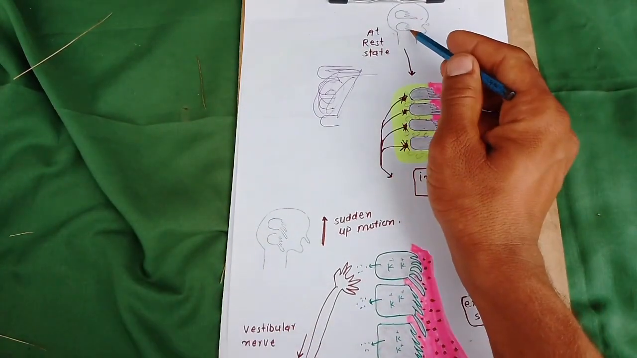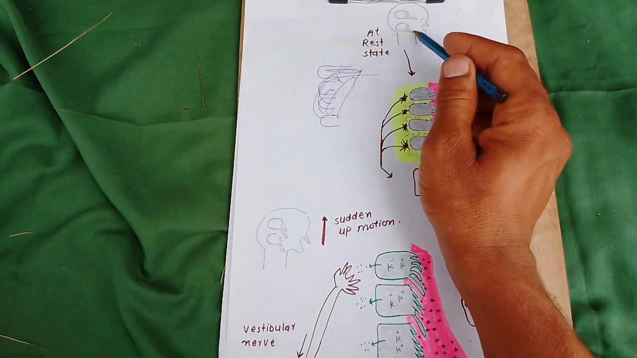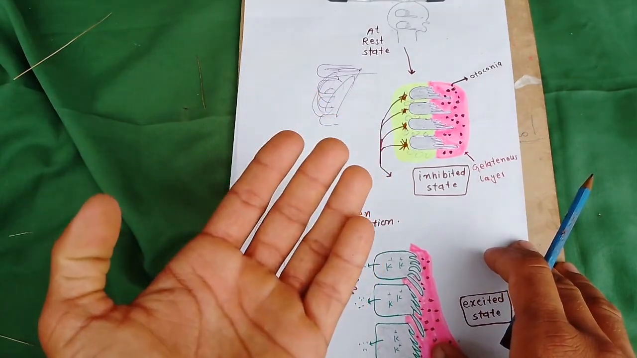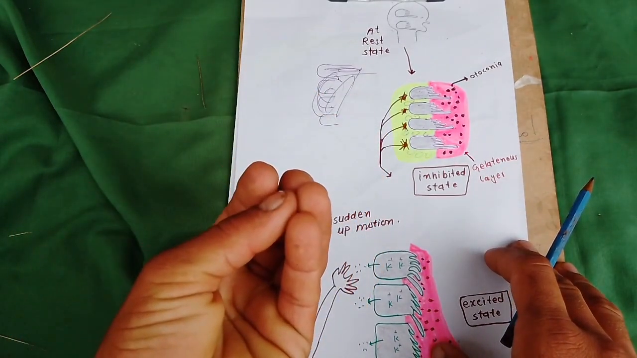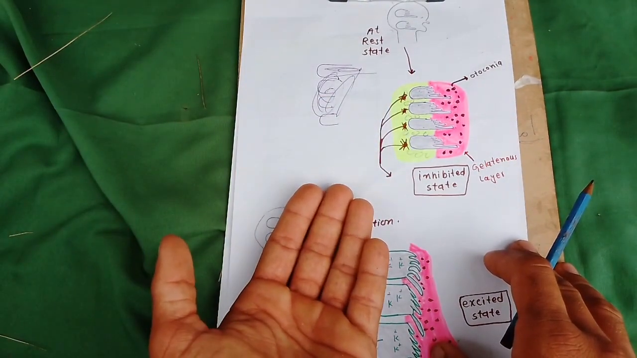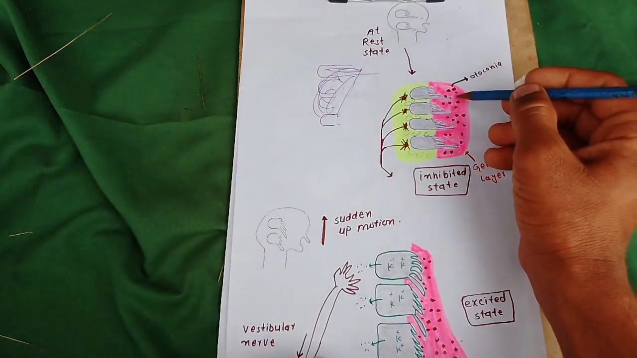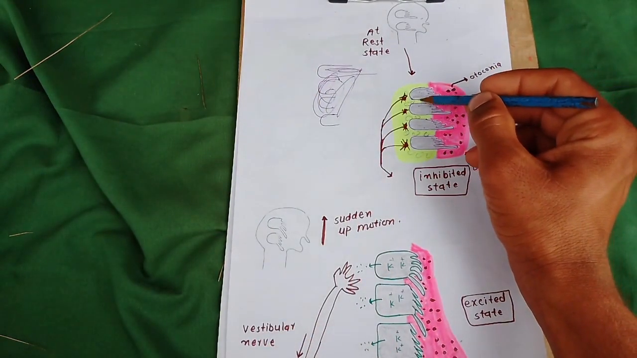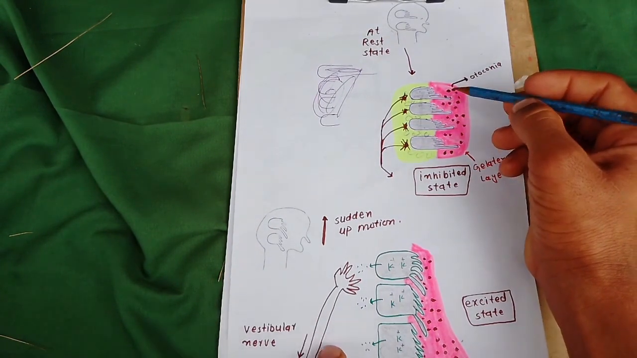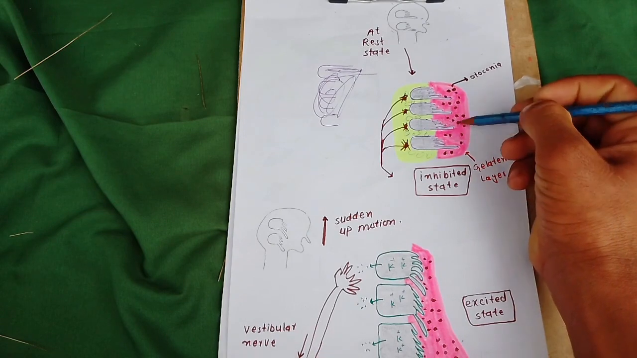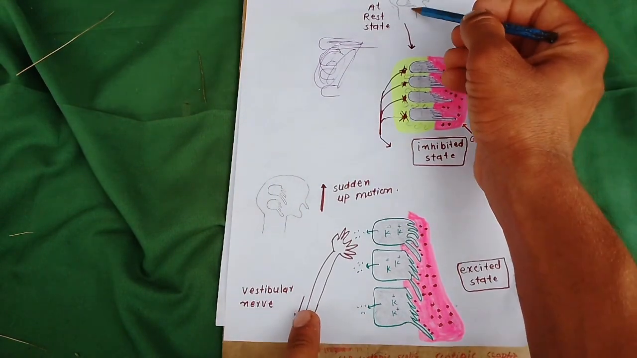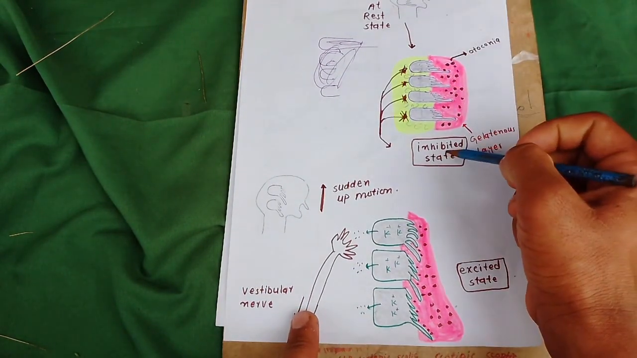This is the man at rest. Suddenly he starts motion upward or downward. Suppose he suddenly starts motion upward. These are the hair cells. These are the otoconia, the gelatinous membrane, a gel-like substance. When the man is at rest, the cilia is in an inhibited state.